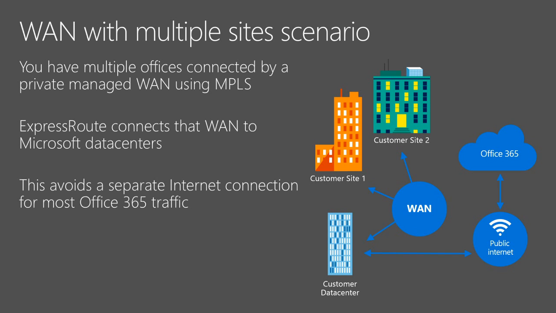And so what this means is you can very easily ask them to add in Office 365 into the managed WAN and effectively think about it as just another site on your WAN. So this should be a really easy transition working with these network service provider companies.